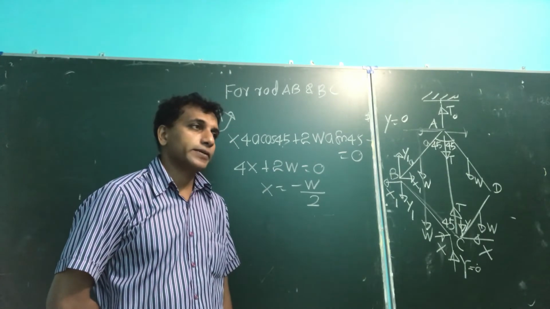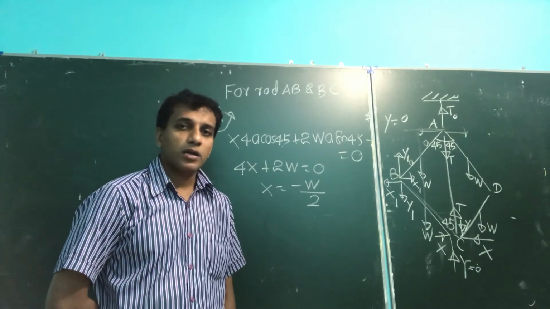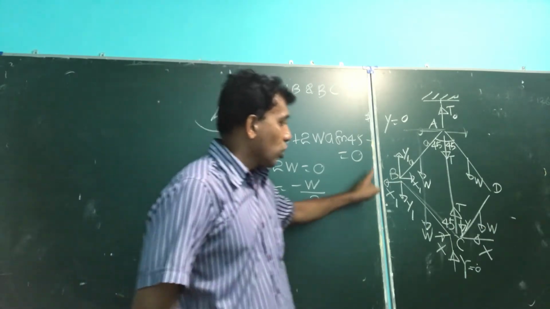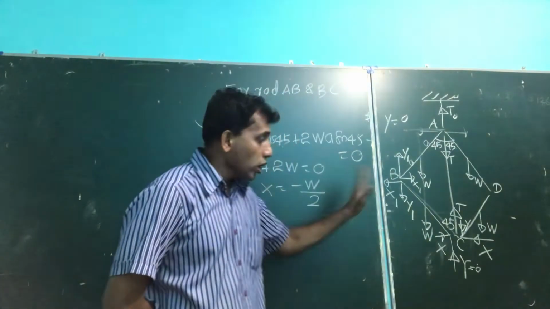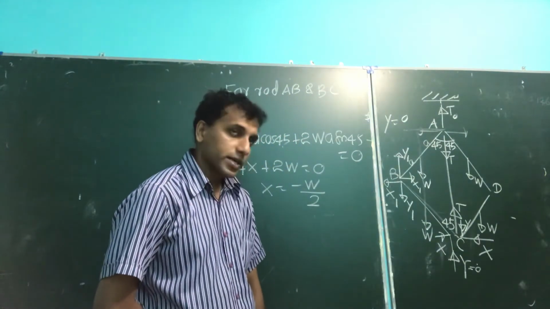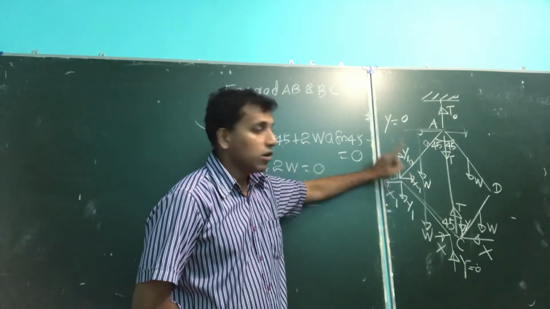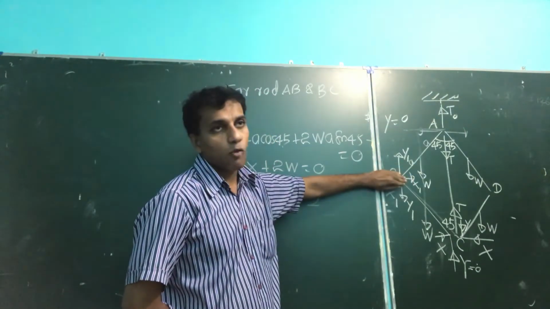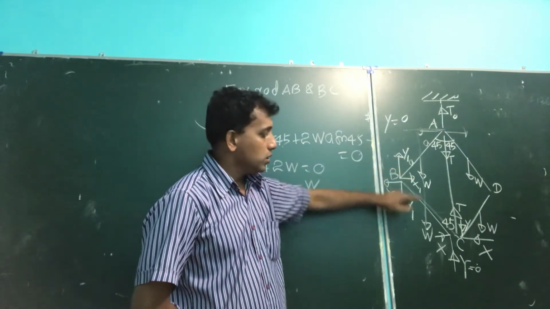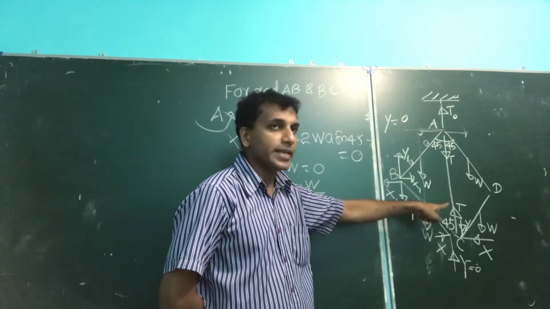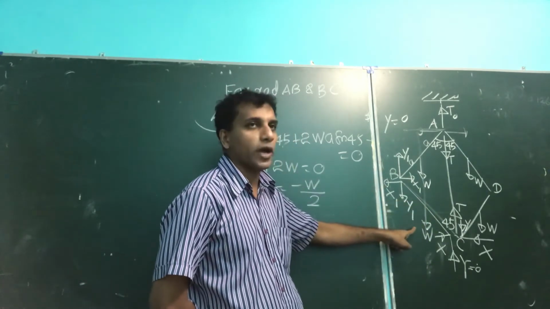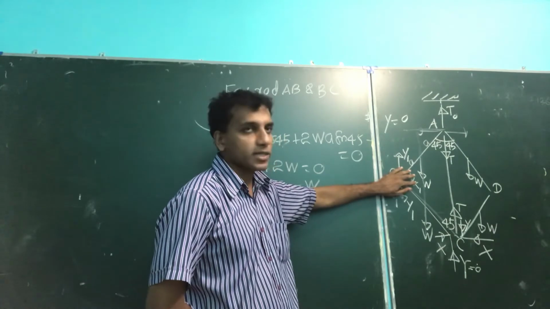Follow this method easily, you will find that. Now what? For rod BC, take moments about B. X and T are available, W also. You know X, then find the T.